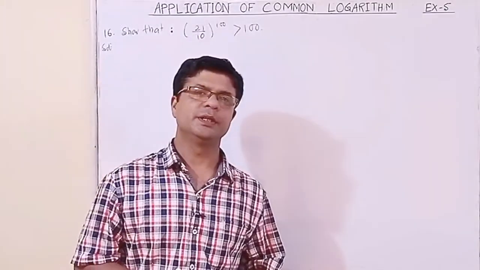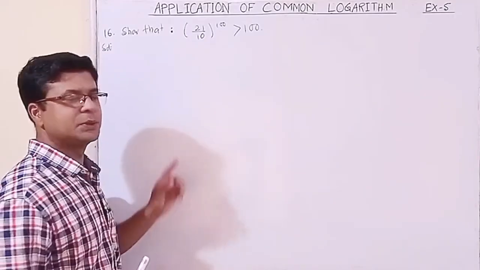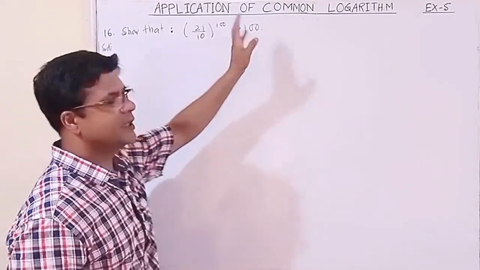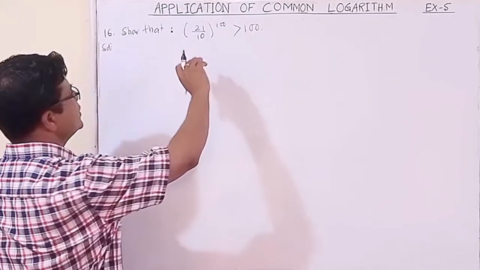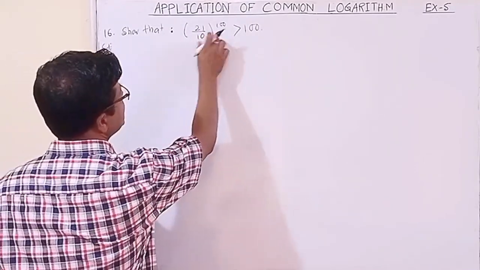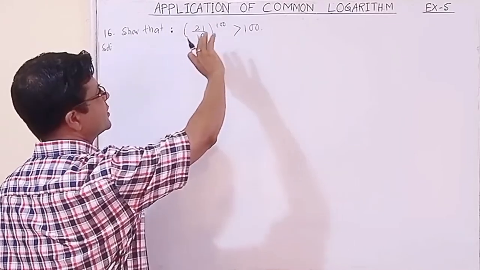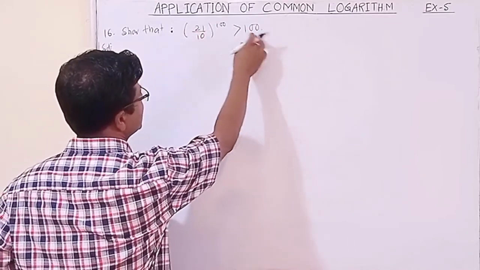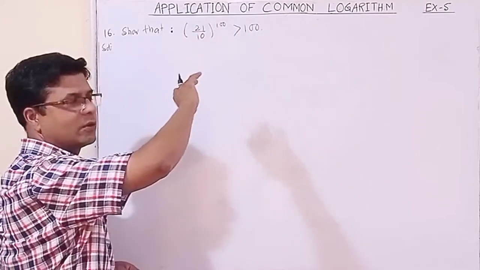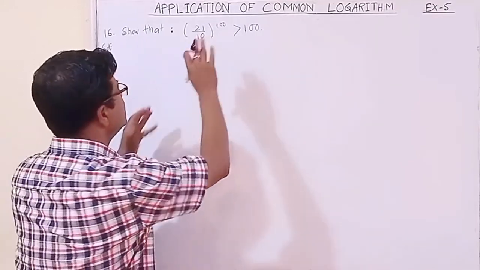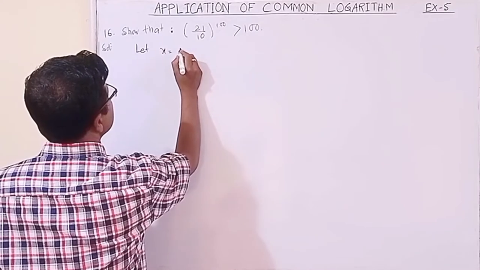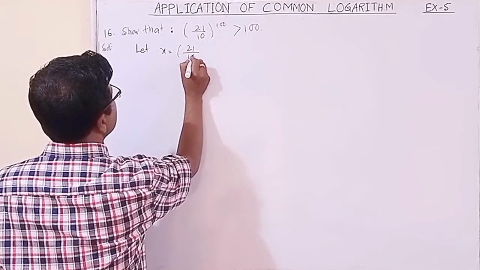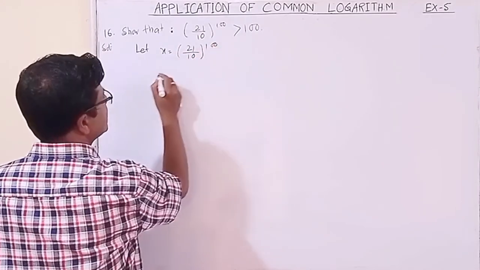Okay, now dear students, we are in the last question. Question number 16. Show that this is greater than 100. Okay, this is a very simple sum. So what we do here, we cannot take that this is equal to this, because we have to show that this is greater than this, so directly we cannot take log. At first we'll assume that this be something, let this be x, 21 by 10 whole to the power 100.